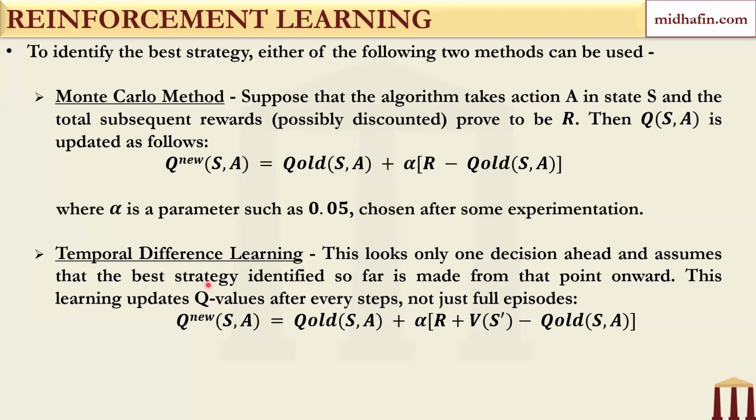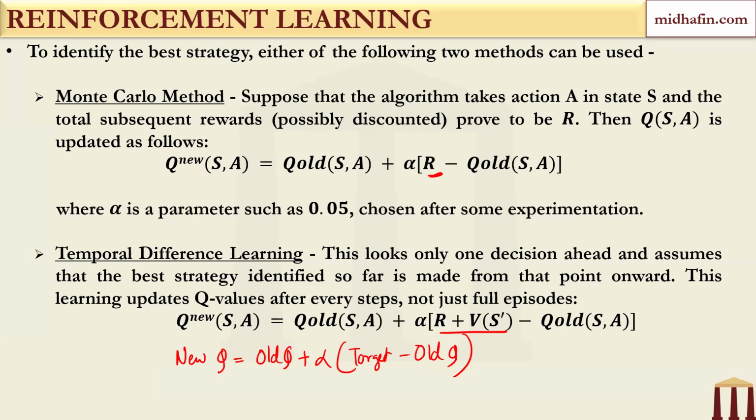Okay, so you can see that in both cases, whether it is Monte Carlo or temporal difference, the structure is not very different. New Q value is equal to old Q value plus alpha multiplied by something minus old Q value. If I write it here, new Q is equal to old Q plus alpha multiplied by target minus old Q. The only difference is that in this case the target is R, and in this case the target is R plus V of s dash. We'll see this in an example. It will make it very clear.